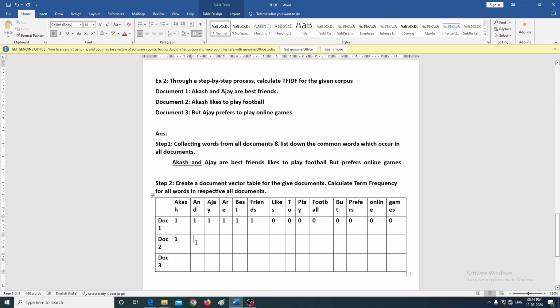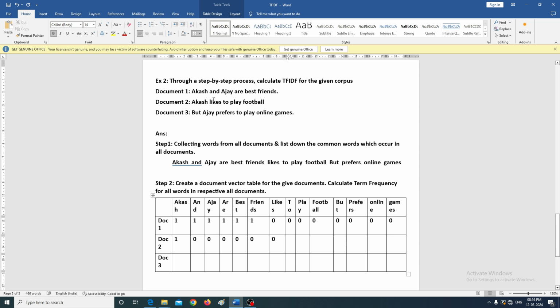Term frequency of the end word in document 2 would be 0. Next, Ajay, there is no Ajay word in document 2. Next R, there is no R word. Next best, there is no best word, there is no friends word, and there is no likes word. We don't have these words in document 2.